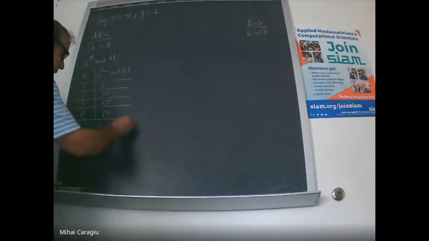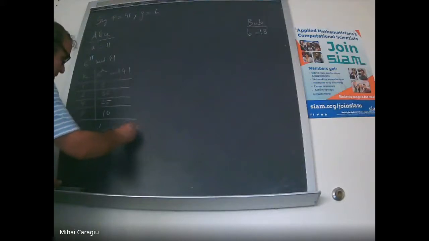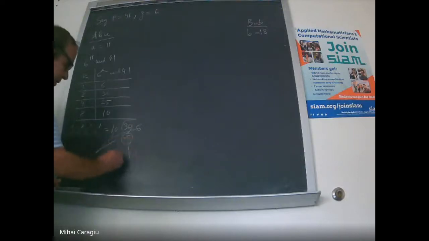Right. So let's see. 36 modulo 41 is minus 5. And 6 times 10 is 60. But 60 is 19, right? Because 41 is 0. If 41 is 0, 60 is 19. So what we got here, minus 5 times 19 is minus 95.